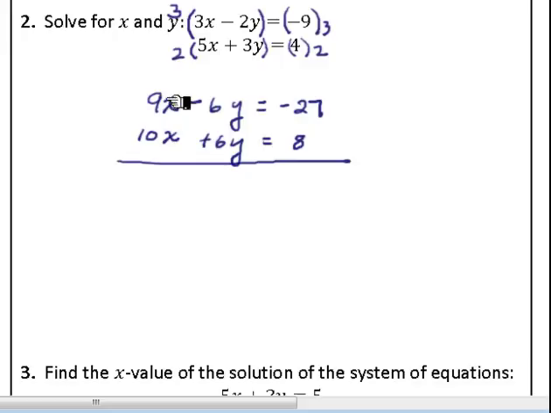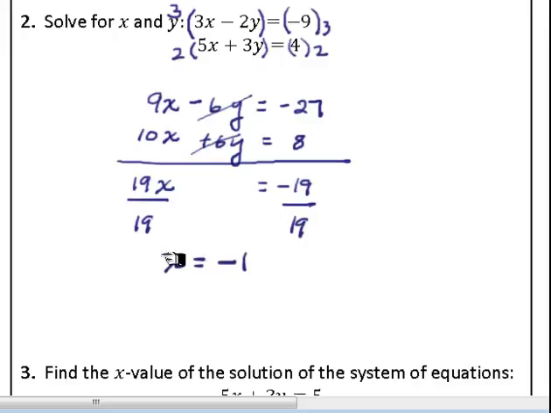Okay, so we get a 19x when we add the x column. These cancel. That's the way we arranged it. And here we have -19. And let's divide by 19. And we get x is equal to -1.